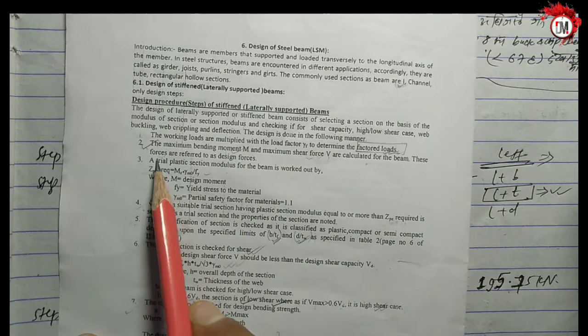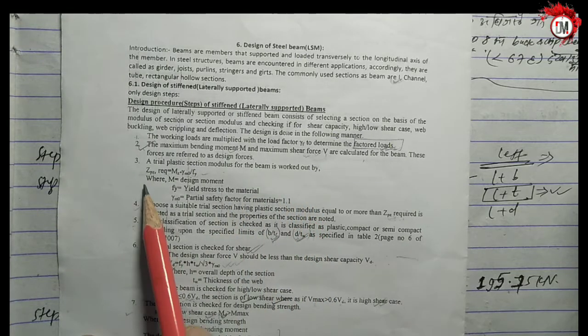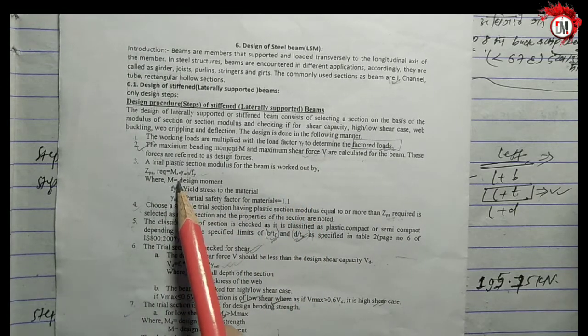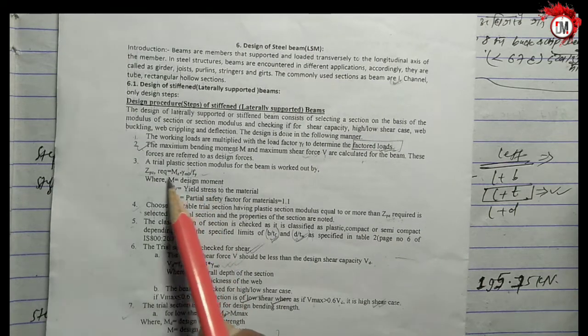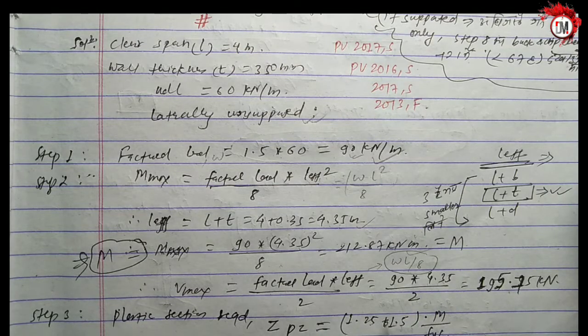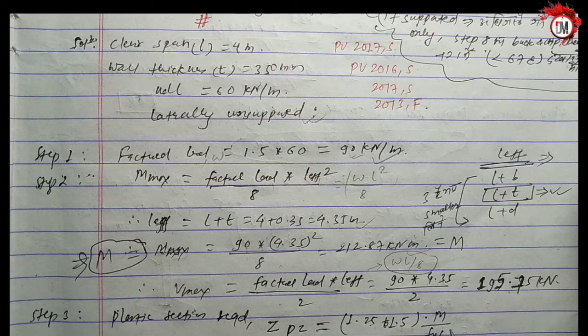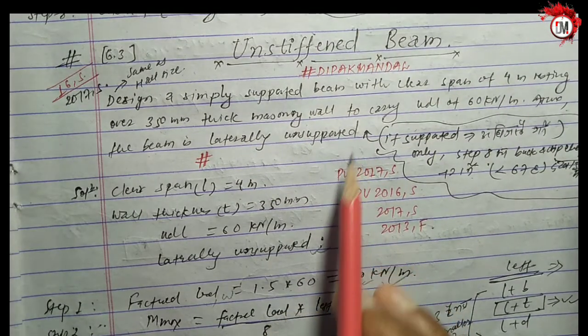Step number 3 is the trial plastic section modulus for the beam, worked out by Zpz required equal to Mz into gamma M0 by Fy. Here we are going to calculate Zpz required, equal to 1.25 to 1.5 into M by Fy by gamma M0. What is the main difference in the plastic section required for laterally supported and laterally unsupported beams?